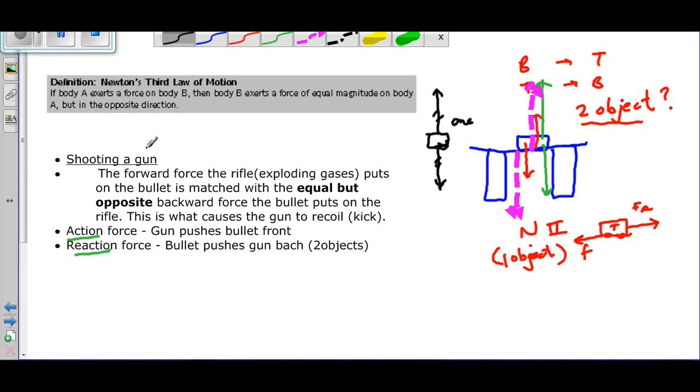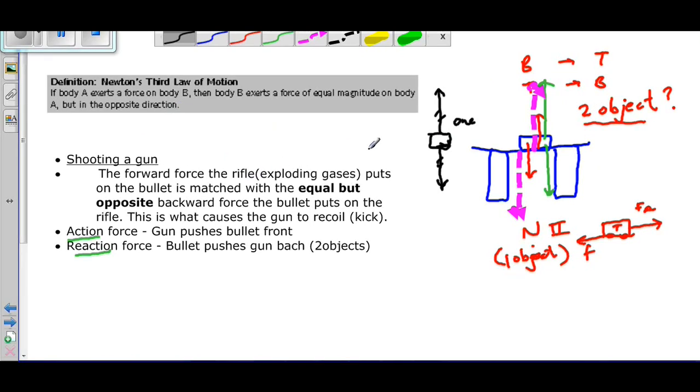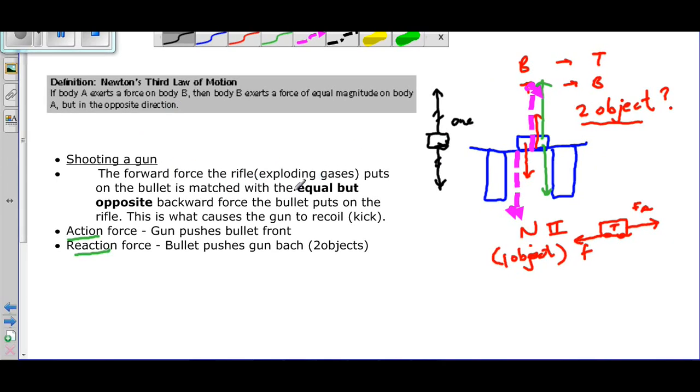Now when you're shooting a gun, we have a bullet in the gun. Then the forward force of the rifle, that is the exploding gases in the bullet, pushes the bullet forward. It is equal and opposite to the backward force of the bullet, which pushes the rifle backwards. This is what causes the recoil. So the action-reaction pair is: the exploding gases push the bullet forward, and the bullet pushes the gun backwards. So we're referring to two objects.